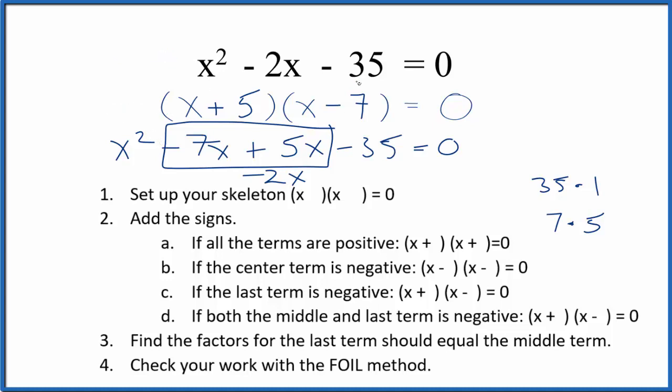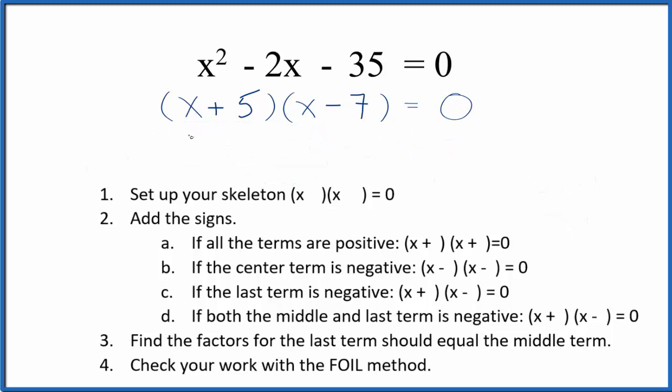Let's find the values for each of these that'll make this equation equal to 0, make this a true statement. So we could say x plus 5 equals 0, so x would equal minus 5. And if you put minus 5 in for both of these x's here, the minus 5 squared plus 2 times minus 5 minus 35, you'd end up with 0.